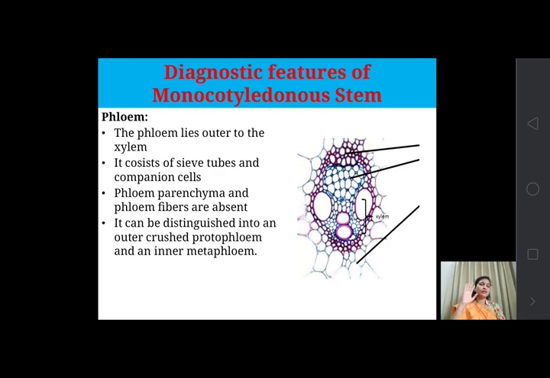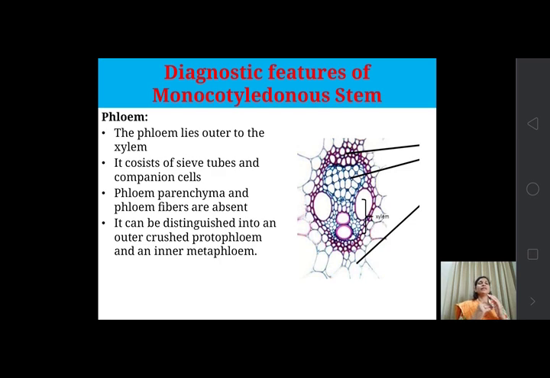That means phloem is generally made up of four types of cells: sieve tubes, companion cells, phloem parenchyma, and phloem sclerenchyma. But in the case of maize, the monocotyledonous stem, the phloem is made up of only sieve tubes and companion cells. That means phloem parenchyma and phloem sclerenchyma, or the fibers, are absent. Then it can be distinguished into an outer crushed protophloem and an inner metaphloem.